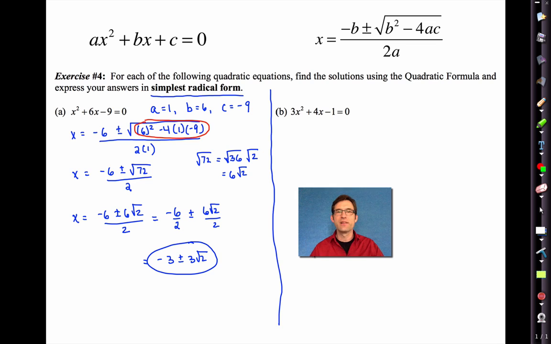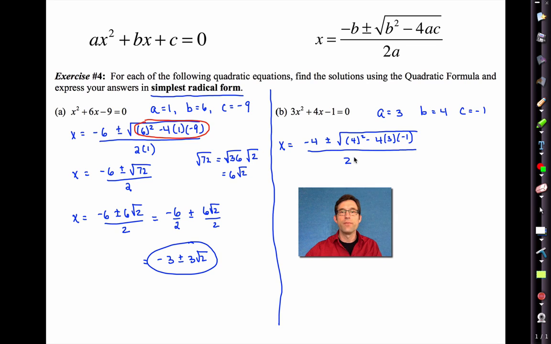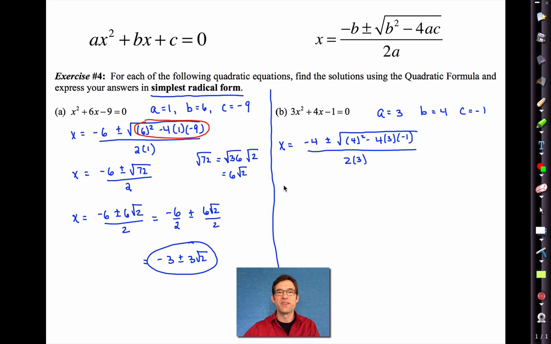All right, let's go through it. In this particular problem, A is equal to 3, B is equal to 4, C is equal to negative 1. Here we go. X equals negative b plus or minus the square root of b squared minus 4 times a times c. I actually think saying the formula out loud is quite helpful. Sorry if it's annoying you. But it really kind of drills it into your head. Negative b plus or minus the square root of b squared minus 4ac.